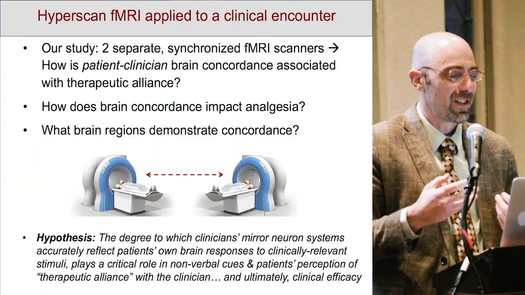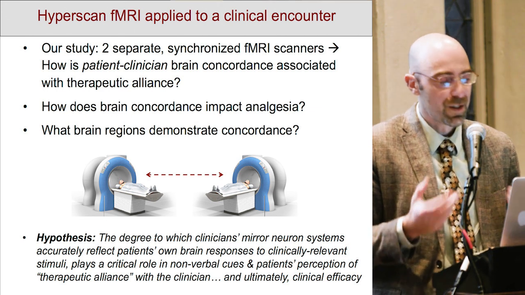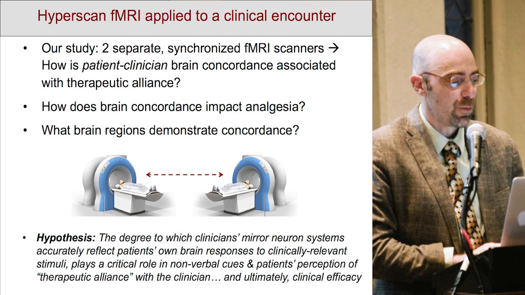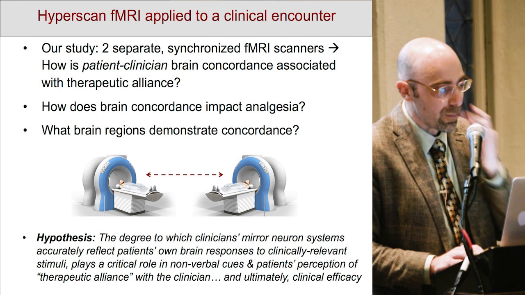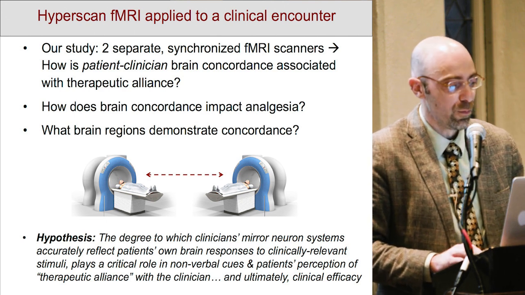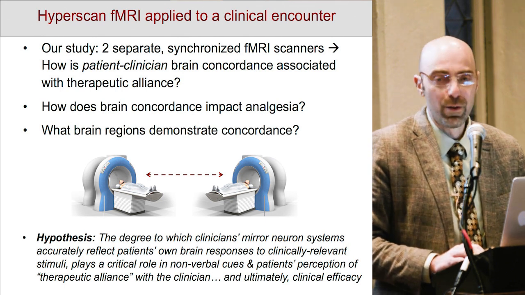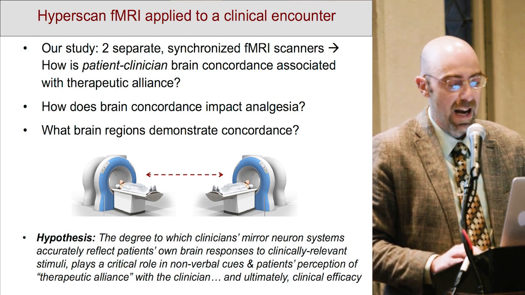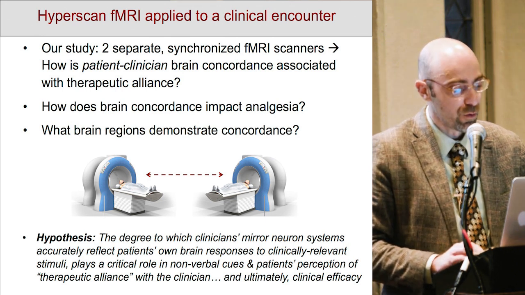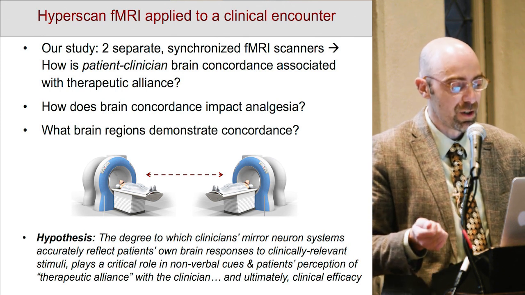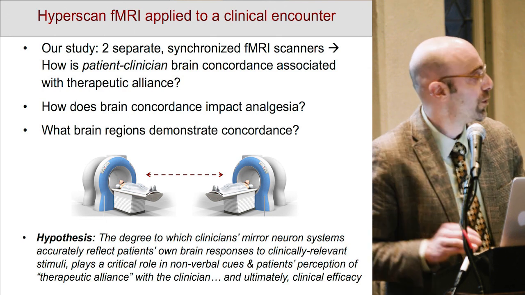So we wanted to look at ways to actually use two MRI scanners at one time. So we had two separate synchronized fMRI scanners, and the question we asked is, how is patient-clinician brain concordance associated with therapeutic alliance? And how does it impact analgesia? And what brain regions demonstrate this concordance? So our hypothesis is that the degree to which clinicians' mirror neuron systems accurately reflect the patient's own brain responses to clinically relevant stimuli plays a critical role in nonverbal cues and the patient's perceptions of therapeutic alliance with the clinician, and ultimately that can lead to improved clinical efficacy.